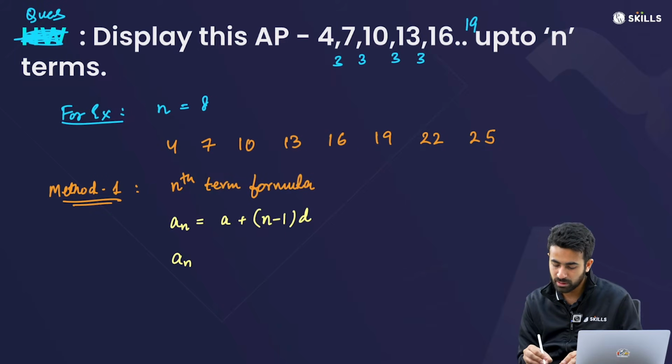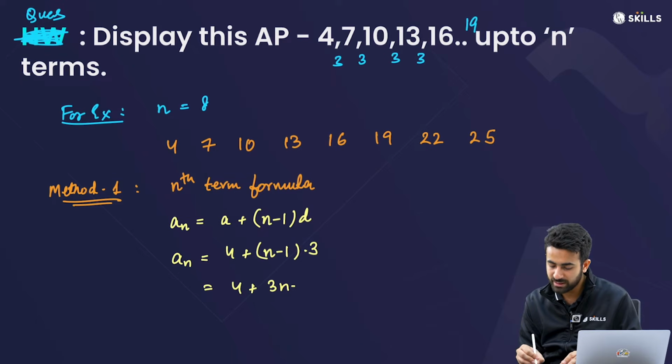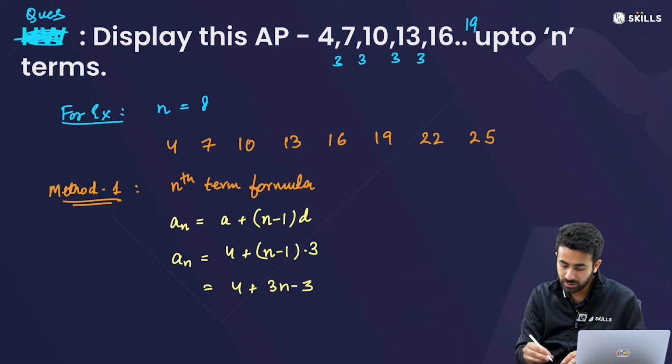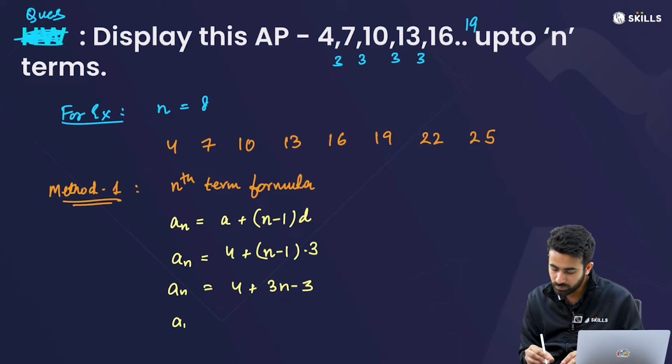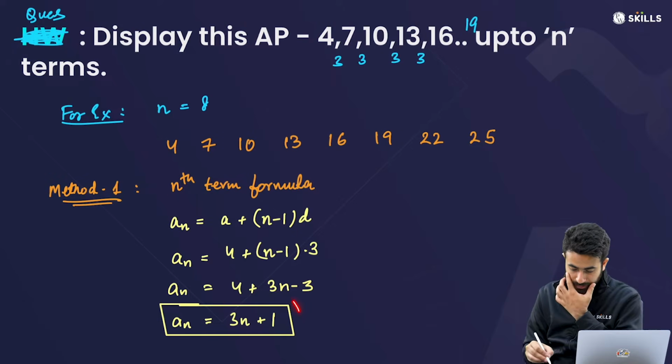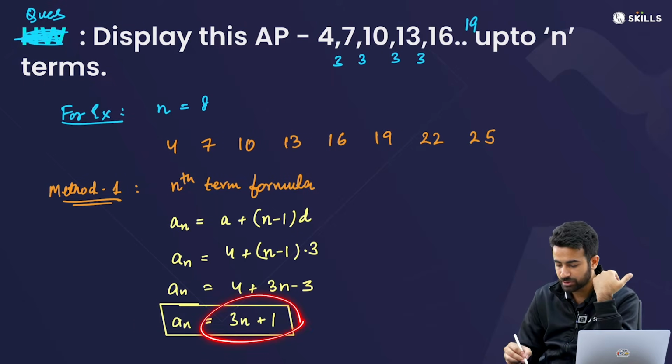So the nth term comes out to be: a is 4, n is n, that I don't know, and the common difference is 3. You can expand it: 4 plus 3n minus 3. So it becomes 3n, and 4 minus 3 is 1. So 3n plus 1 is your nth term. 3 multiplied by n plus 1 is your nth term. Perfect. Simple. So we have the last term.